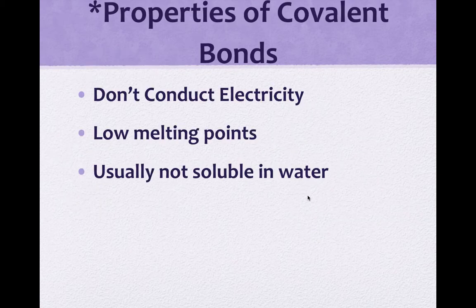Some properties of a covalent bond include they do not conduct electricity. So covalent bonds, there are no metals in them, so there's no electricity. They have very low melting points. They're going to melt very easily. And they are typically not soluble in water, so they will not dissolve.